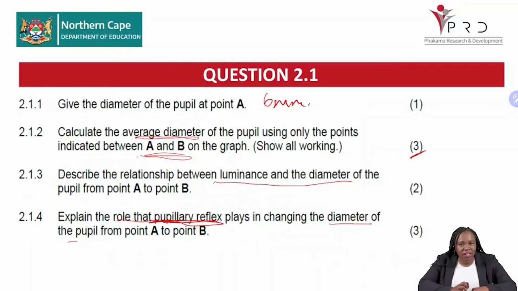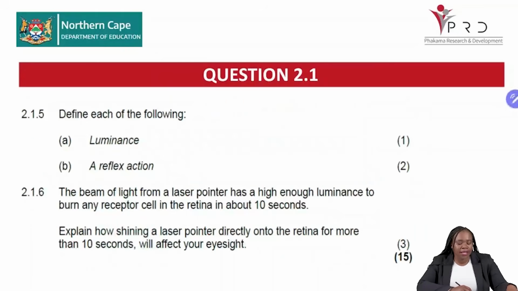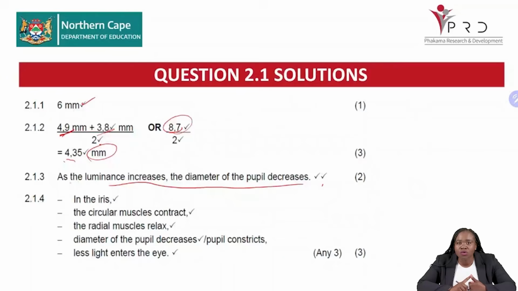Here we are looking at constriction of the pupil, the diameter becoming smaller in order for the light entering the eye to be less, meaning that you must describe all of that before you can even get to the point of saying the pupil will constrict and the amount of light entering the eye will decrease, right? You must know which muscles are involved. So firstly, this is in the iris, right? So you can say the circular muscles of the iris contract, or in the iris, the circular muscles contract. By mentioning that this is taking place in the iris, you do get a mark. And by mentioning that the circular muscles contract, you also get a mark.